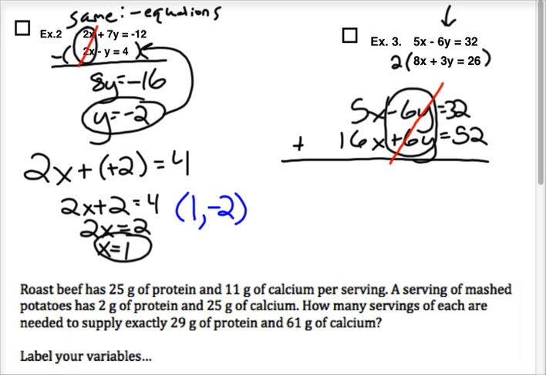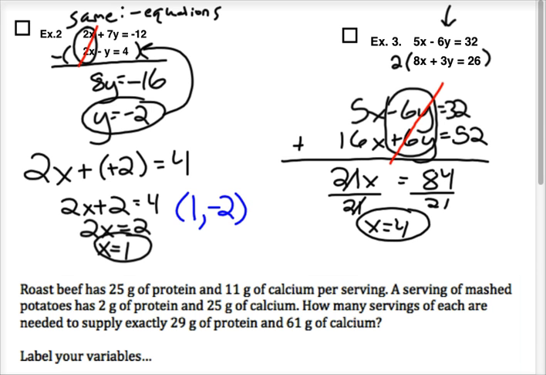All right, so let's finish this off. 5x plus 16x gives 21x. 32 plus 52 leaves me with 84. I divide by 21, and I get x equals 4. Now remember, I'm not done though. I need to plug that into one of my equations. I'm going to plug it into that one right there.